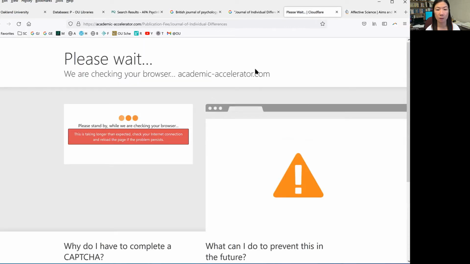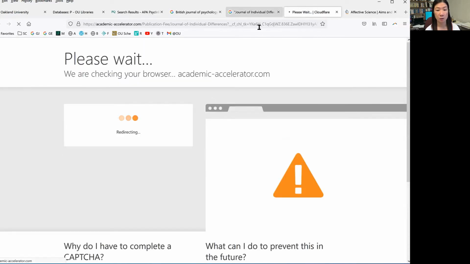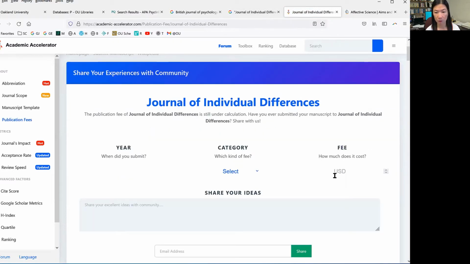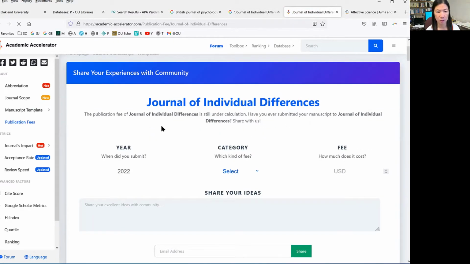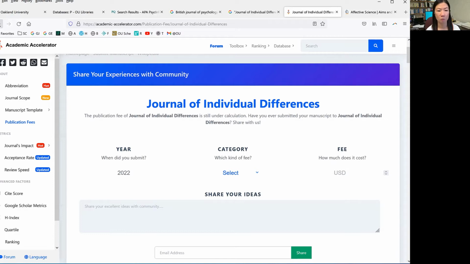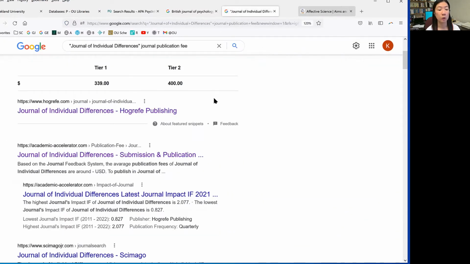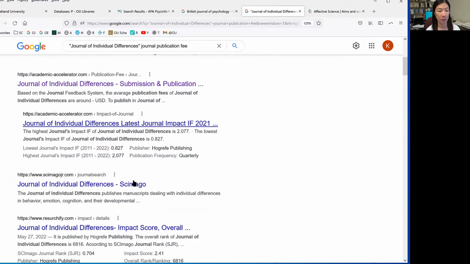Do I need? My institution also helps the authors. How much does it cost? Journal of Individual Differences: the publication fee is still under calculation. So maybe I just used the wrong website. It may be okay. I'll check later. Because if it is an open journal, then I would like to avoid submitting our papers.